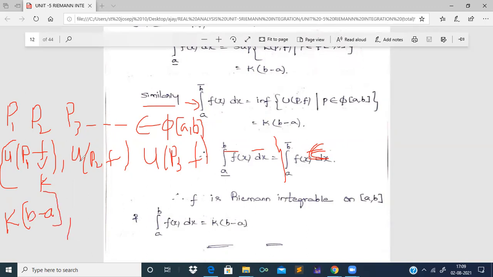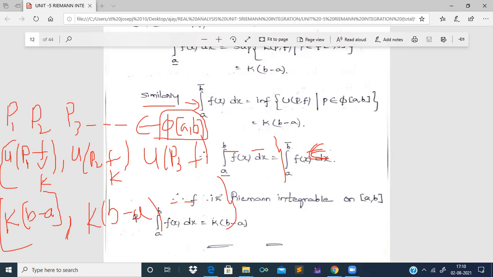So what will be the upper Darboux sum of the second partition with respect to this constant function k? It also will be equal to k into b minus a. And in the same way, for every partition of the family of partitions of closed interval a comma b, all the values will be equal to k into b minus a. Therefore, in the set of all these upper Darboux sums, only one value, that is the constant k into b minus a, will be present.